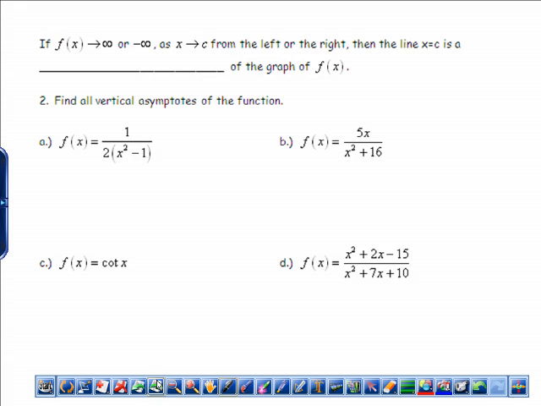Okay, so now it says if f of x is approaching infinity or negative infinity as x is approaching c, and by c here they mean a number, not infinity, from the left or the right, then the line x equals c is a blank of the graph of f of x. So you should know this by now. This shouldn't be something new to learn. This should be just intuitive. This is a vertical asymptote. So we're relating this back to rationals. Why do we spend so much time on rational graphs? It's so that you can do limits.